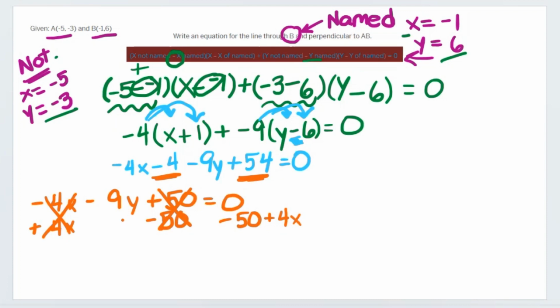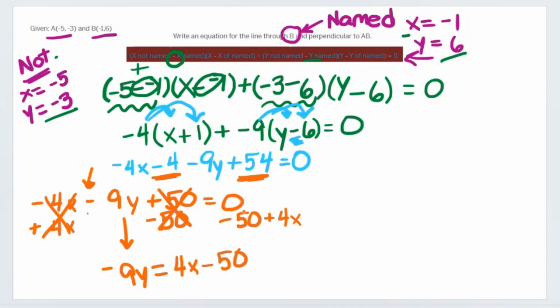All right, and I'm just going to bring this all down. I'm going to bring this -9y down. And you make sure you take the sign that's right here in front of it. That's a negative. And I'm going to rewrite this problem. I'm going to put the 4x first, and it's positive, so it stays positive. And minus 50. I decided to put the 4x first because I want this to end up in slope-intercept form.